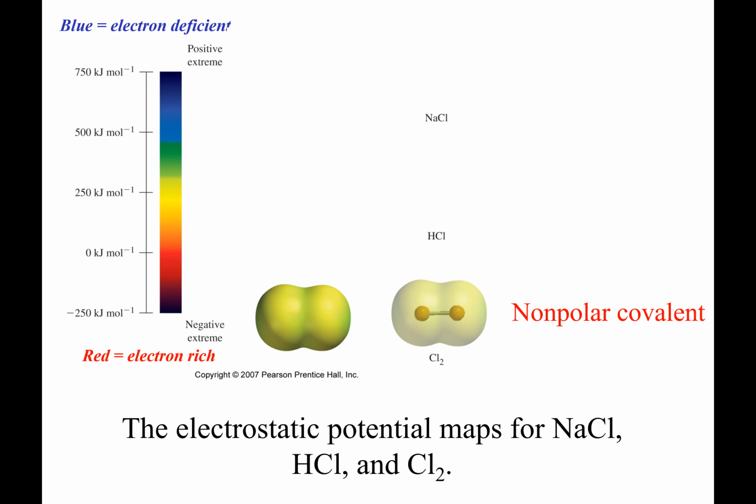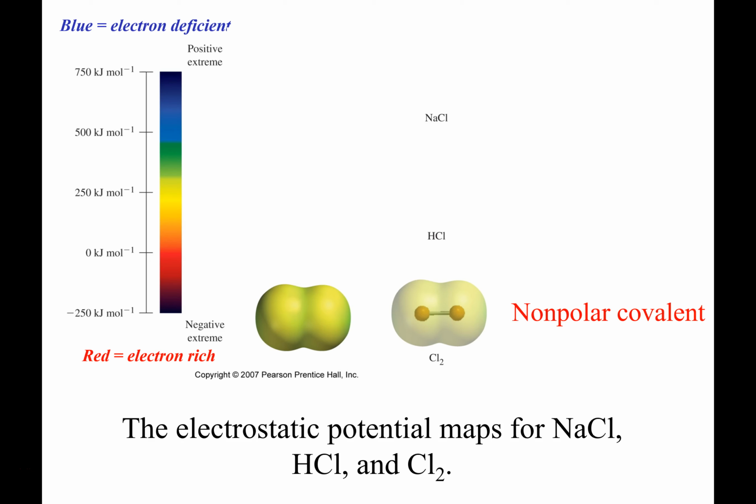This is showing you the visual in color. Where you see yellow, think that that's neutral. Where you see red, that's partially negative. Where you see blue, up to this dark color, these 2 colors look similar, that's partially positive.